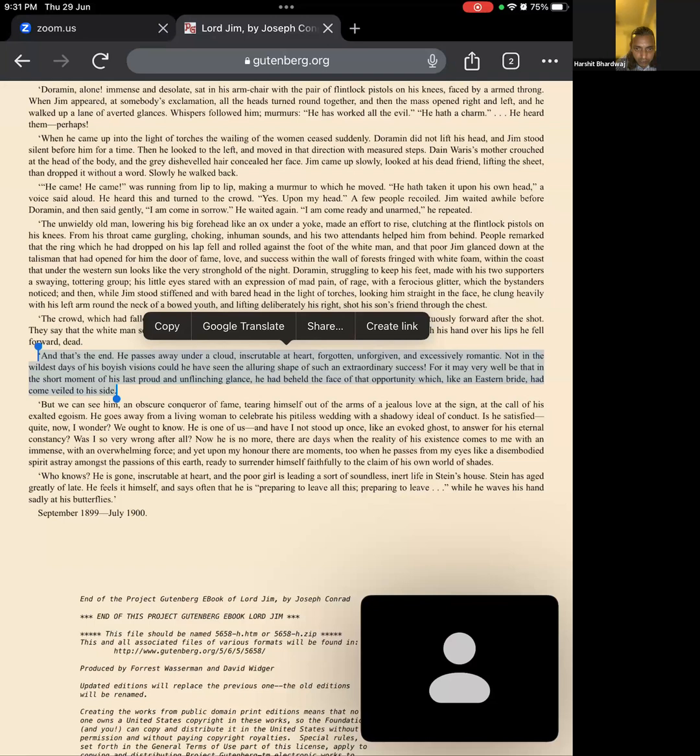Now he is no more. There are days when the reality of his existence comes to me with an overwhelming force. And yet upon my honor, there are moments too when he passes from my eyes like a disembodied spirit.